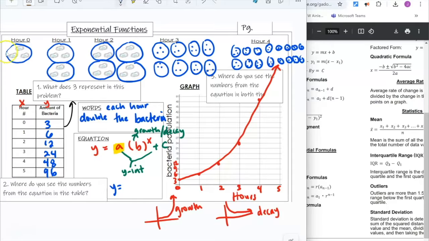So where did I start? I started at hour 0, and what was my starting number of bacteria? 3. So that's my start. All right, so my start is 3.